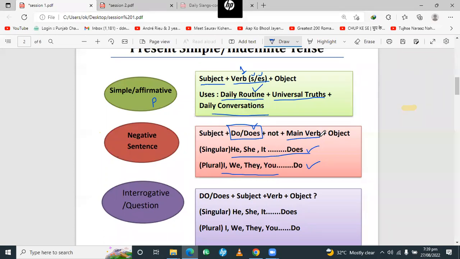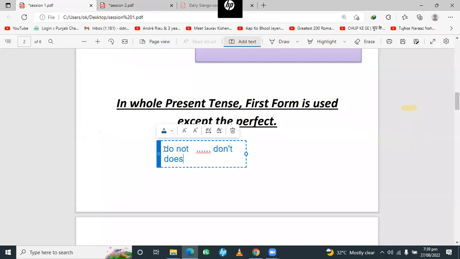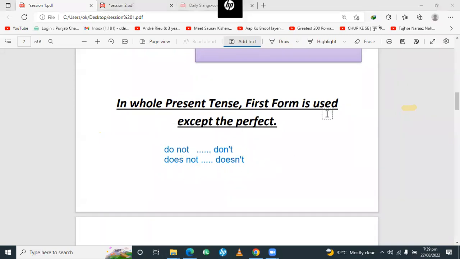But now because we have the helping verb do not or does not, we cannot add s or es with your main verb. Now let me tell you one more thing. You don't need to say do not, you don't need to say does not. Instead of saying do not, say don't. Use a contraction. Instead of saying does not, use the contraction doesn't. Clear? While writing or while speaking, use the contraction don't or doesn't.